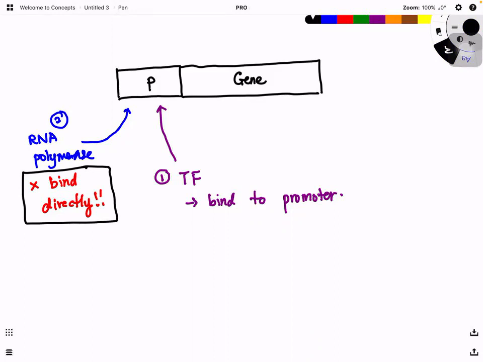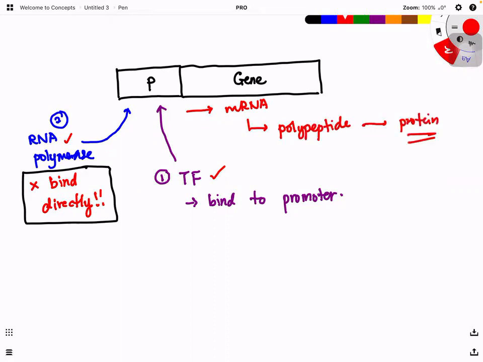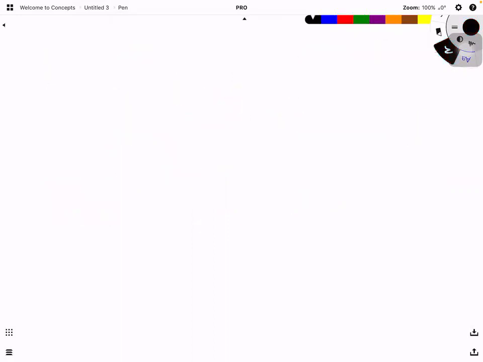But now with the transcription factor and the RNA polymerase, then yes, we're going to form mRNA, we're going to get the polypeptide, and get the protein, for example, to make sure that cellular activity can take place. Okay, so now we'll look at seed dormancy. During seed dormancy, the seed wants to make sure that its metabolic activity is very, very low.